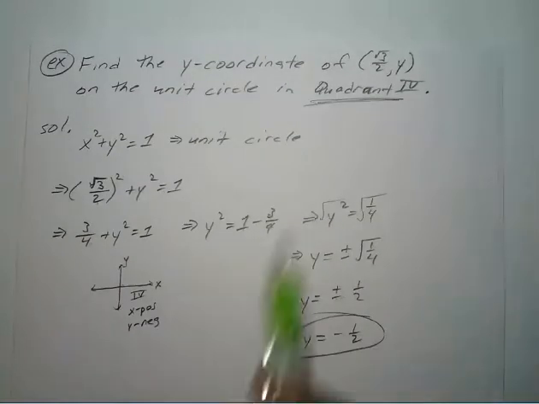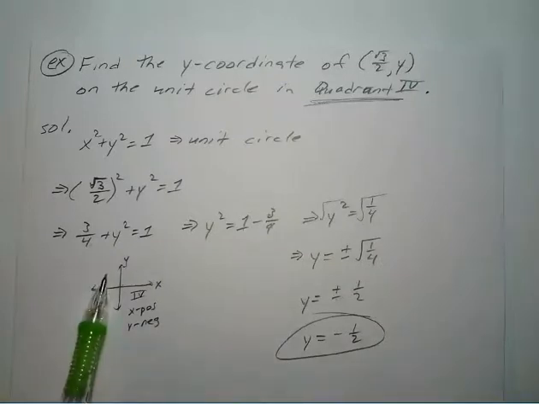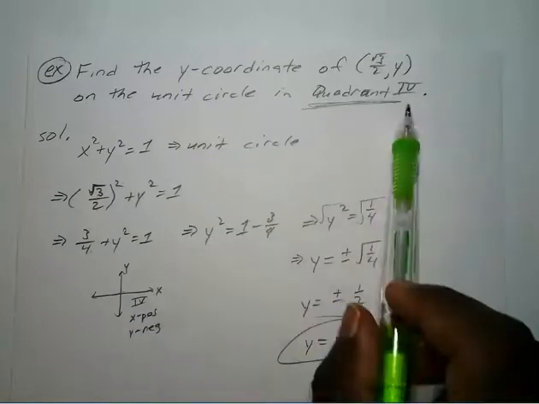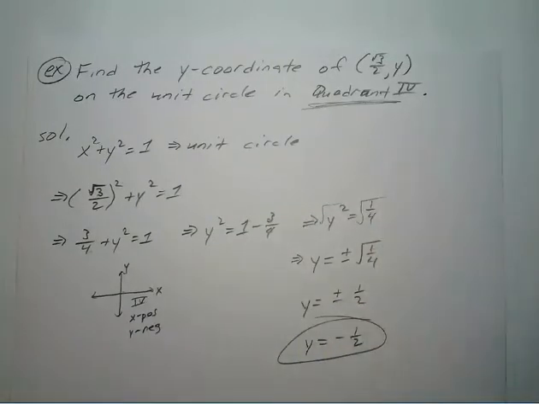Okay, so that's why knowing what quadrant it is is very important for this one. Now, if you would have said it's in quadrant 2, then we would have picked the positive 1/2 because y is positive in quadrant 2. But because it's in quadrant 4, we know it's negative. All right. If you are still writing, feel free to press pause. But we're going to go ahead and move on to our next page.